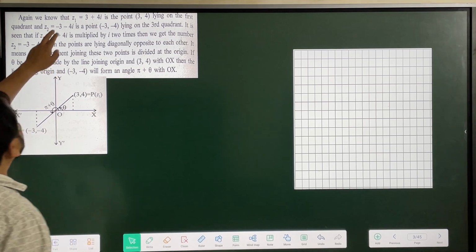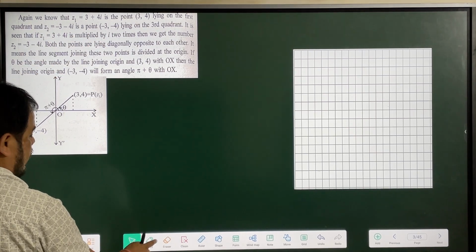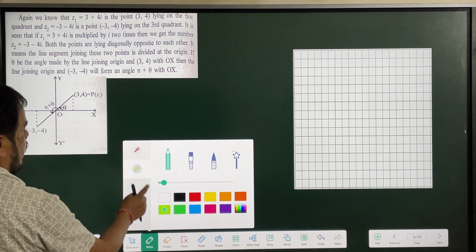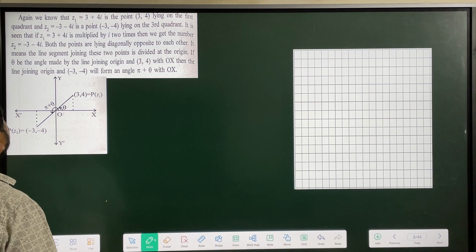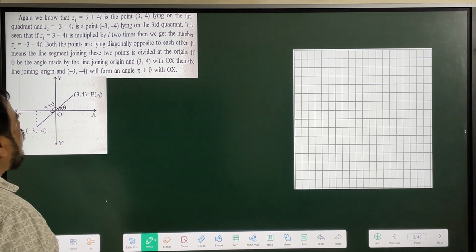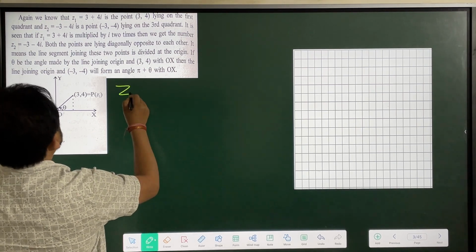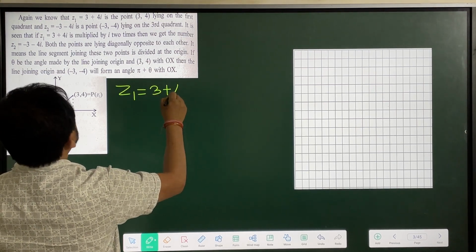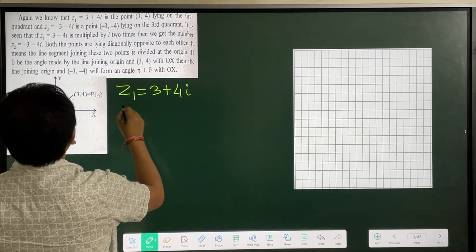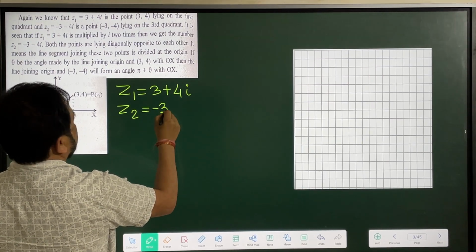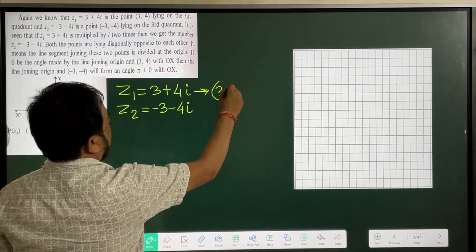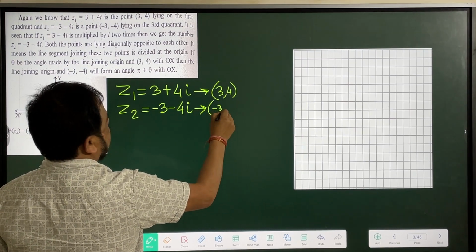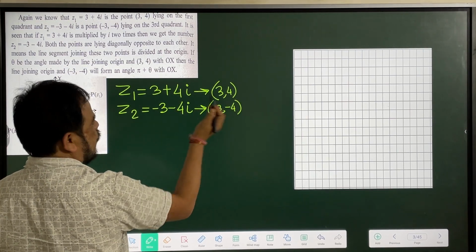Okay. Again, we know that Z1 equals 3 plus 4i, the point lying in the first quadrant. Z2 equals minus 3 minus 4i, in the third quadrant. Z1 is a complex number, that is 3 plus 4i, and Z2 is another complex number, that is minus 3 minus 4i. So the ordered pair for this will be 3 comma 4, and for this it will be minus 3 comma minus 4.